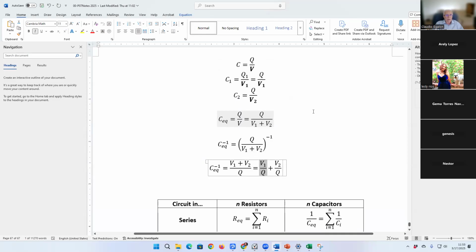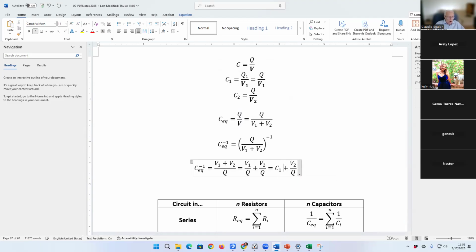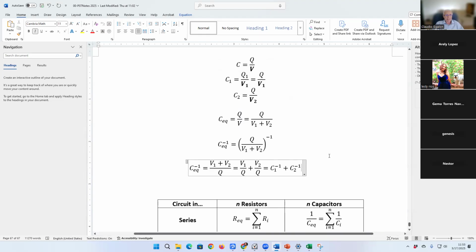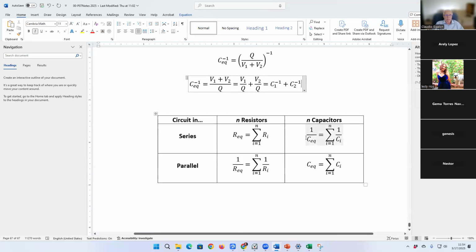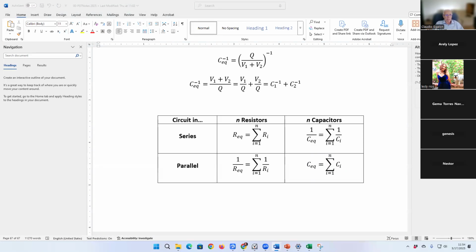Take a look. C1 is Q over V1, and here is V1 over Q, right? So this first term must be the inverse of capacitance 1, and this second term must be the inverse of the capacitance of capacitor 2. So I have proven this relation here for you. And we can do the same for capacitors in parallel, and we will end up getting that. Can you remember that?